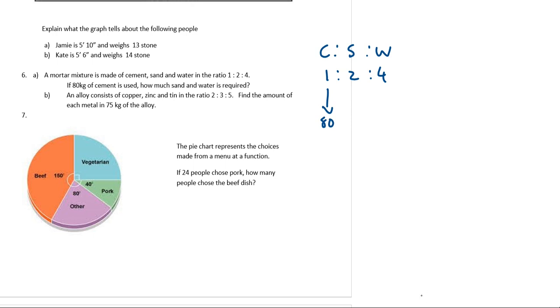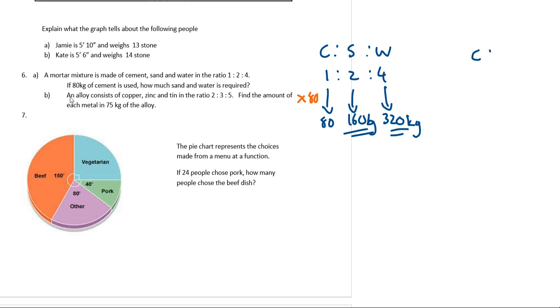So the cement has gone from 1 to 80. How did I get from 1 to 80? Well, I multiplied by 80. So I need to multiply all the other ratios by 80. So 2 times 80, 160, and 4 times 80, 320, and if I want to be perfect, I could use kilograms as well. Keep my units in there. Okay, so this is how much sand, and this is how much water. Excellent.